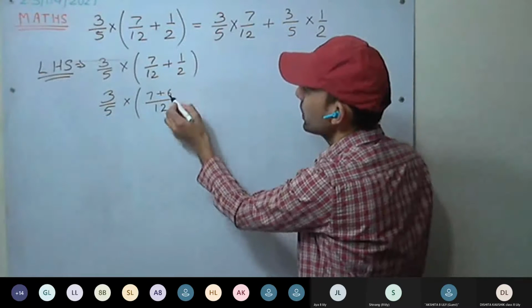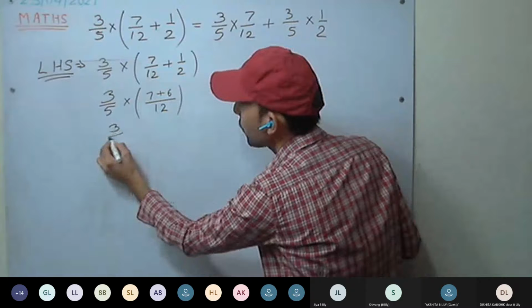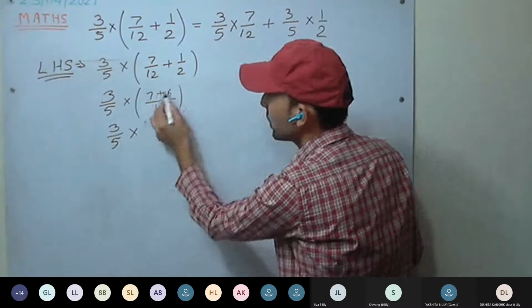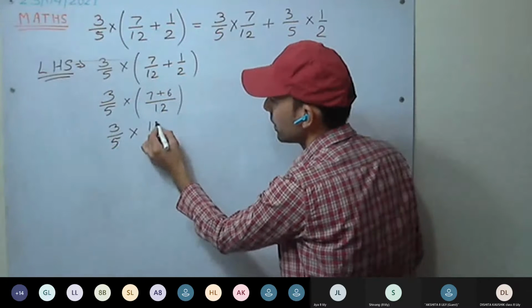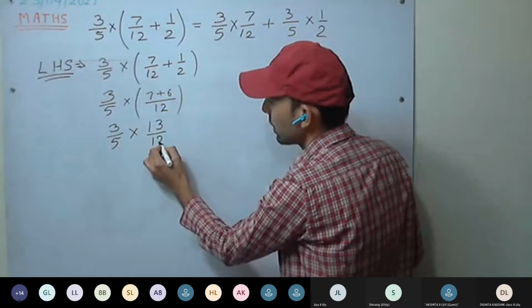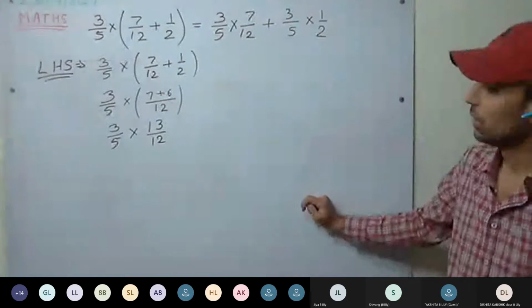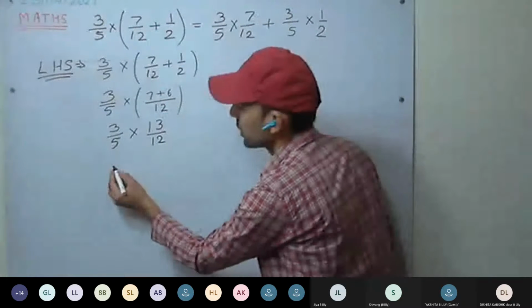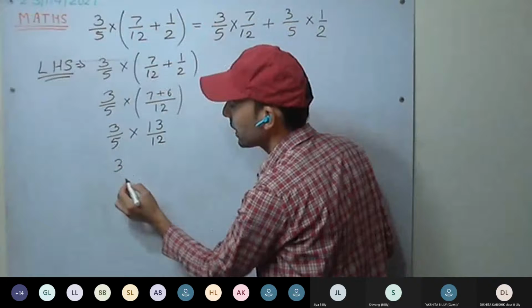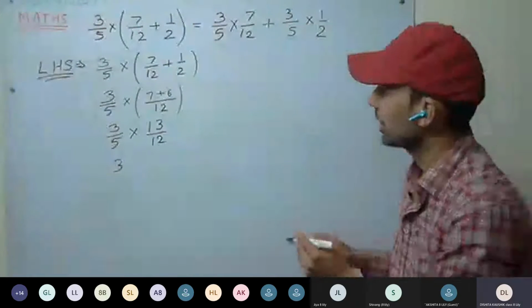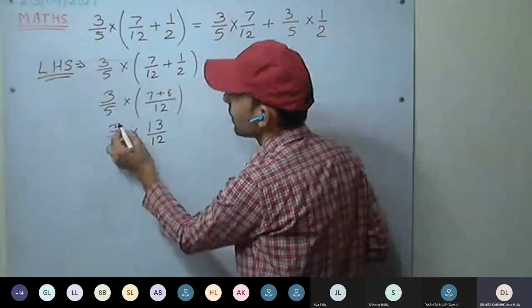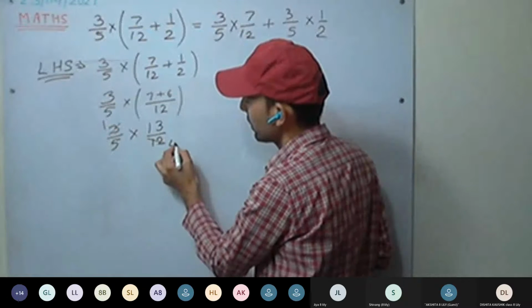Sorry. So 3 upon 5 into 7 plus 6, that is 13 upon 12. Okay, any common factor to cut? Yes, sir, 3. Common multiple of 3 and 12 is 3. So 1 and 4.